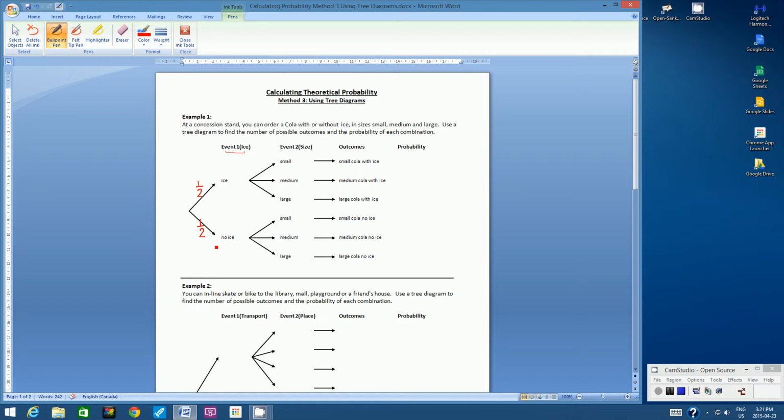Okay? All right. So now that we've covered event 1, I want you to forget about it for a minute. Let's talk about event 2, size. Well, how many sizes do we have to choose from?